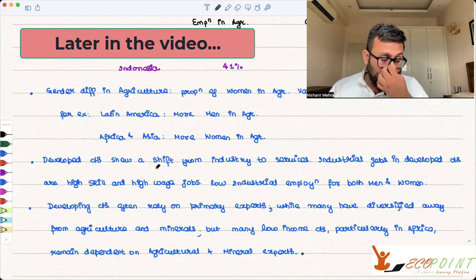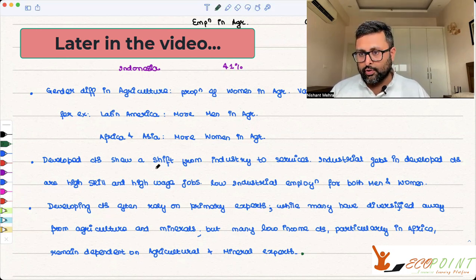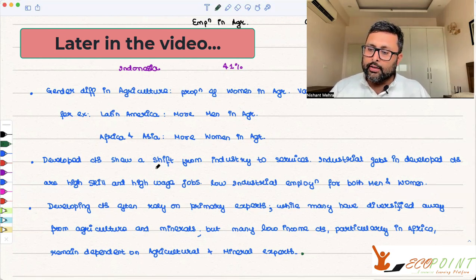And the other important point is that developing countries are still dependent upon primary goods exports, agricultural exports, mineral exports. Although some developing countries have also started exporting manufactured goods, many of the low-income African nations are still dependent upon agricultural exports and mineral exports, right?